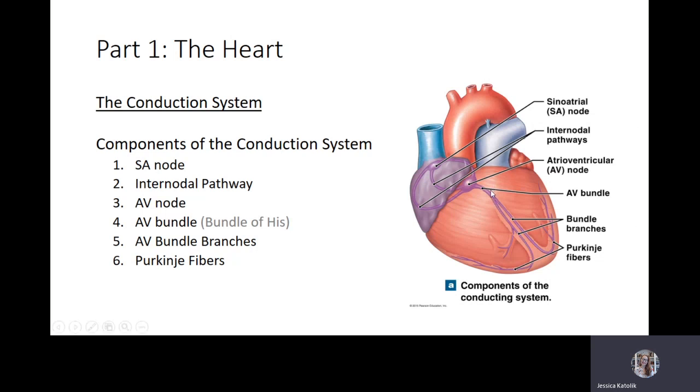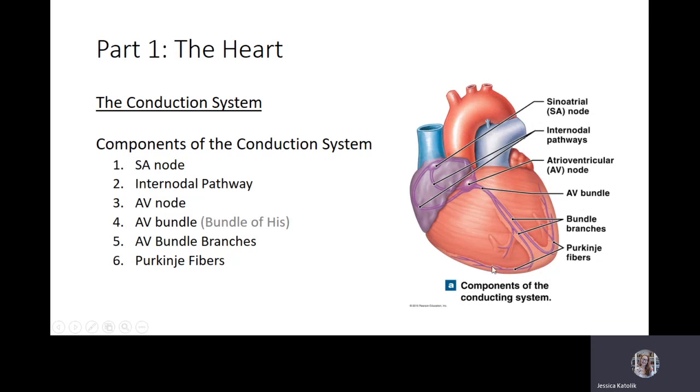Over here, what we're going to have is from the AV bundle, the electrical impulse will travel through the bundle branches, and this is going through the septum of the heart. It's going to go between the ventricles, and it will loop around to the Purkinje fibers over here. There's a new name for the Purkinje fibers, but it is longer than it has to be, so I'll just stick with Purkinje fibers for now.